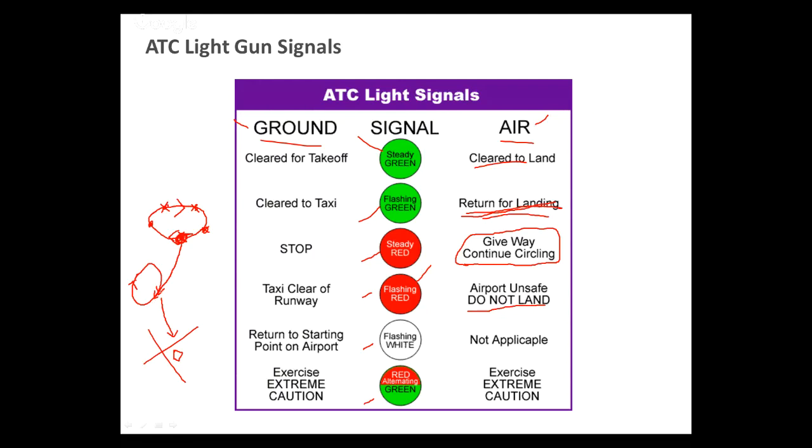Once we're aligned with the runway and in a position where the tower controller feels good enough to clear us for landing, that flashing green light will turn steady green, and we'll get a cleared to land signal. So that's just one of probably several types of examples one could come up with for the use of light gun signals. But you want to know the definition of each, and you want to know how they would be used in flight.